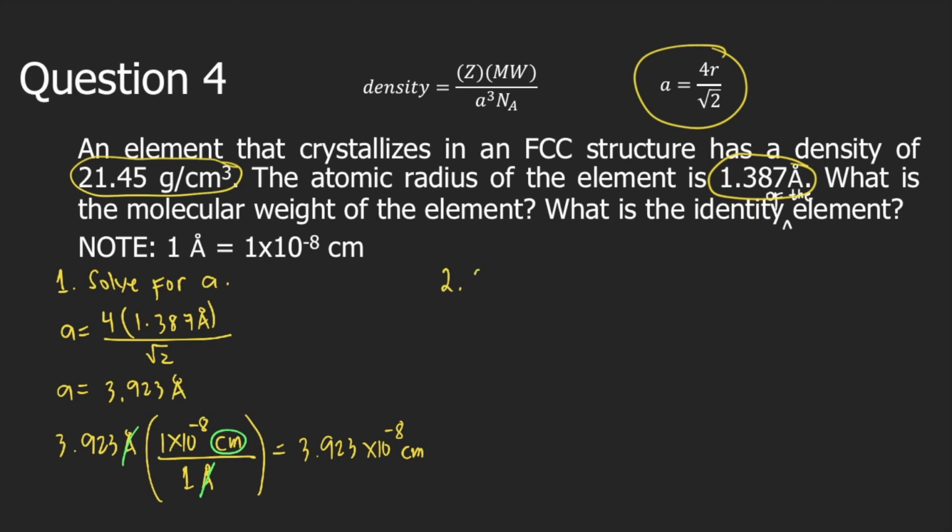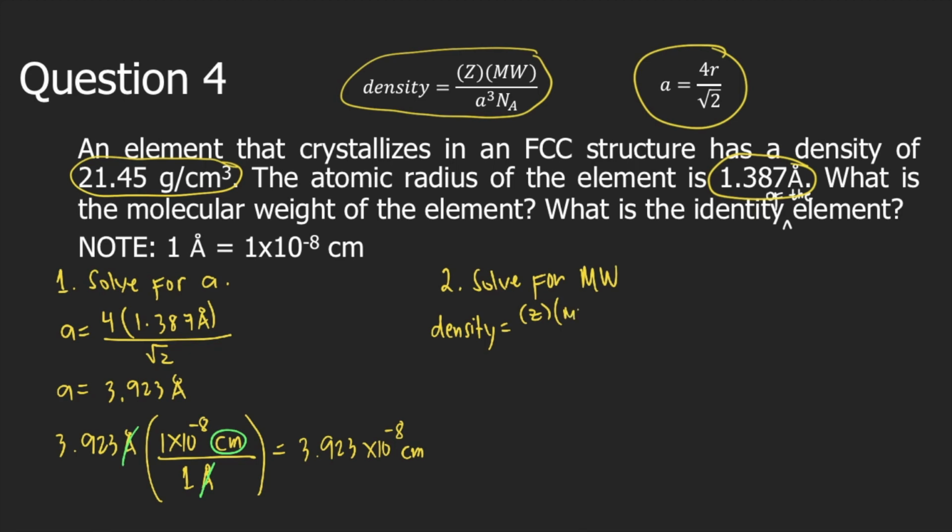Second step would be to solve for the molecular weight of the element. So how do we do that? We use this formula. Density is equal to Z times mW divided by A cubed NA. To solve for mW, or the molecular weight, we need to rearrange the equation. So how do you do that? First, you multiply both sides of the equation by A cubed NA. So A cubed NA cancels on the right side.